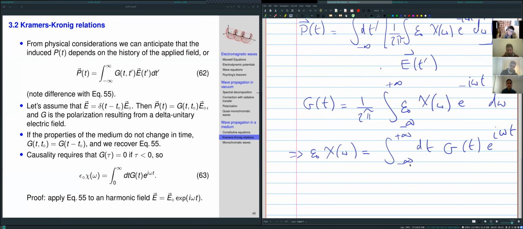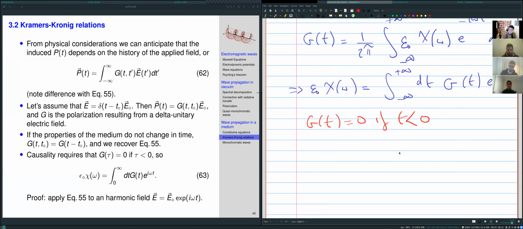And the trick here, according to the discussion we had last time, is to impose causality. And so if we impose causality, then I'll put it in red. So causality says that g of t is 0 if t is negative, for the arguments we exposed last time. And so this means that we can restrict the limit of integration from 0 to plus infinity, since g of t for negative t is null.